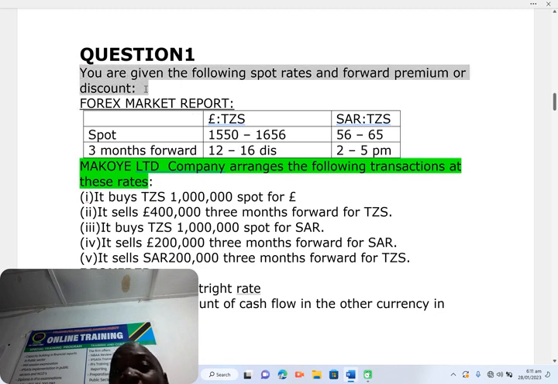You are given the following spot rates. Do you see spot rate there? Do you see them? Do you see the pairing, the way they are set? So the examiner has used a colon. Do you see a colon there?